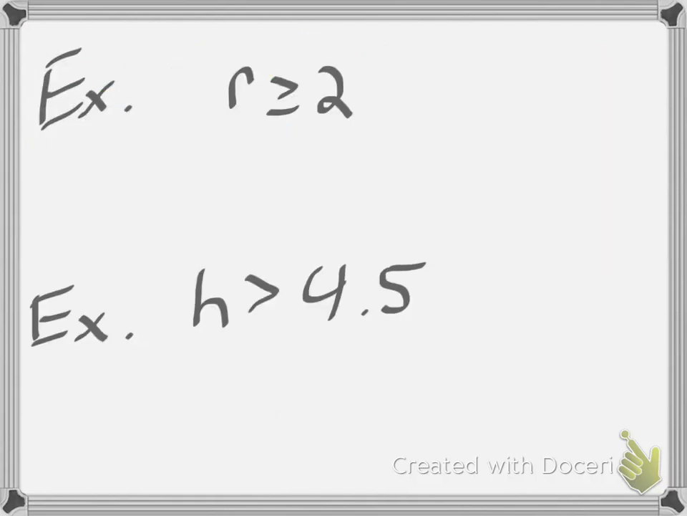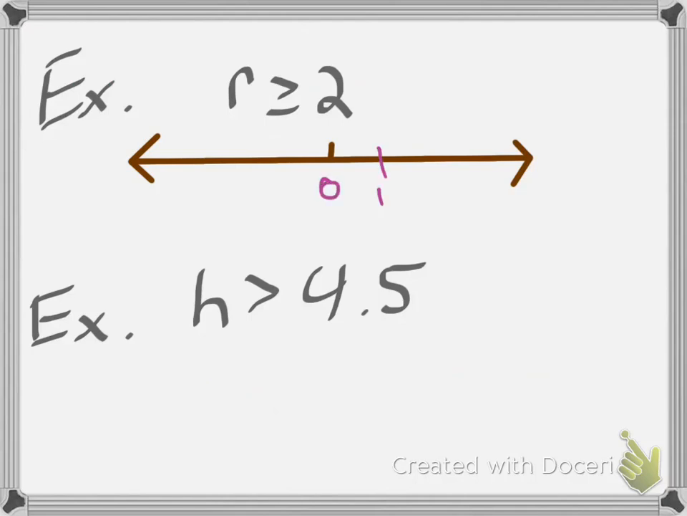So let's do another one. R is greater than or equal to 2. Draw our line. Here's 0. Here's 1. Here's 2. Here's 3. Here's some negative numbers. All right, I'm going to circle 2. Now it says that it's greater than or equal to, so that means I fill in the 2. And then I shade everything that's greater than 2, so all the decimals and 3 and beyond. That's it. That's all you do to show it.